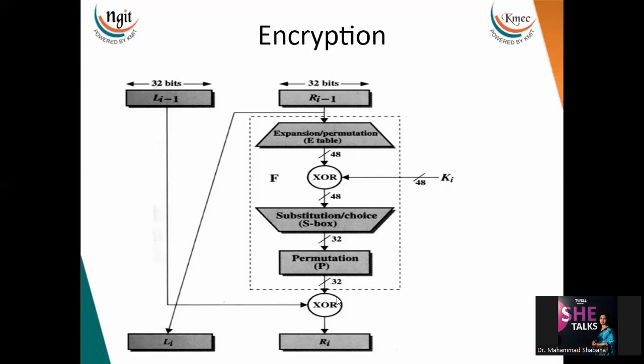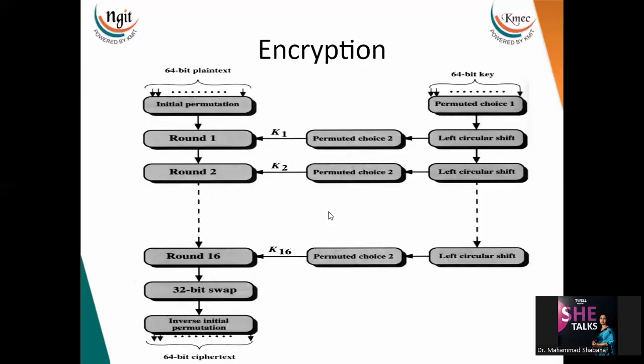This process is repeated for all 16 rounds. So this is the one-round transformation, and like this it is repeated for 16 rounds. After the final round, the left and right halves are swapped. The swapped 64-bit block undergoes the inverse of the initial permutation to produce the 64-bit ciphertext. As a result, the encryption process gives a 64-bit ciphertext, which is the encrypted version of the plain text.